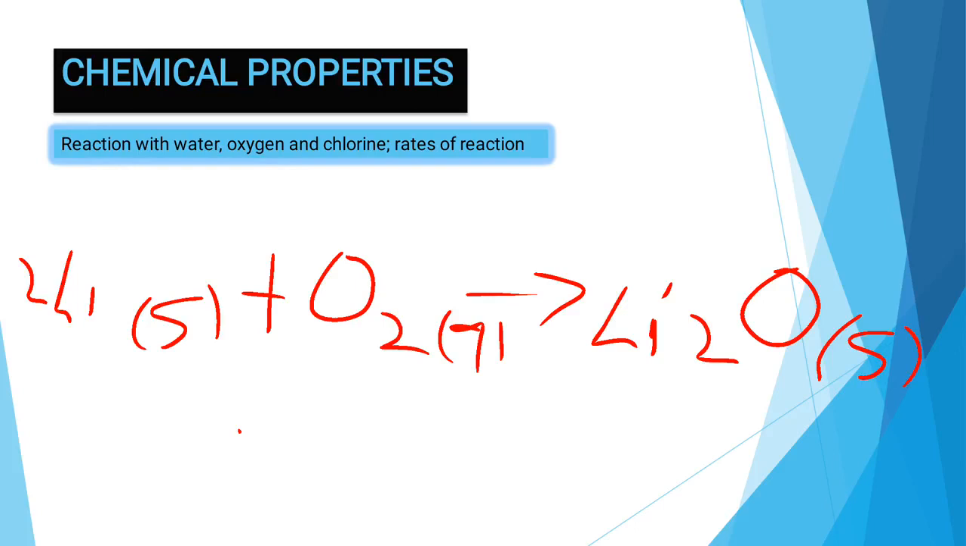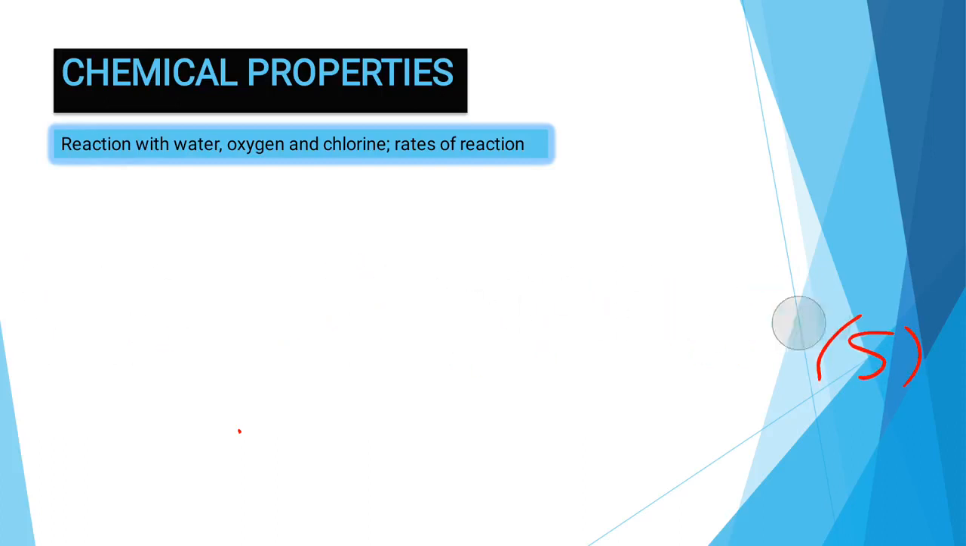Reaction with chlorine. There is no much difference between how oxygen reacts with alkali metals and the way the same alkali metals react with chlorine. The rate of reaction is also the same. That is to mean that potassium will react more, or the rate of the reaction is higher with potassium as compared with sodium, and with sodium it is obviously higher when compared with lithium.